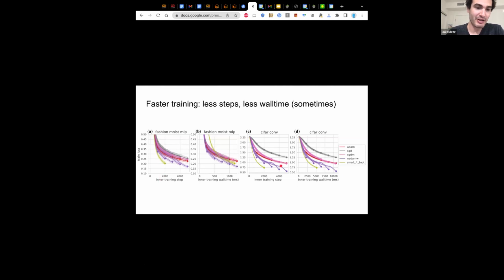In terms of wall clock time, it now depends on which problem you're training on. For MNIST, we do better than the more simple baselines, these top 3, but not as good as our best baseline. And in the ConvNet case, we still outperform all the baselines.